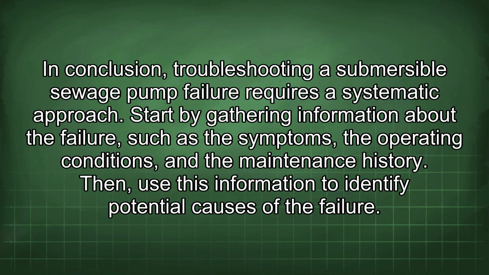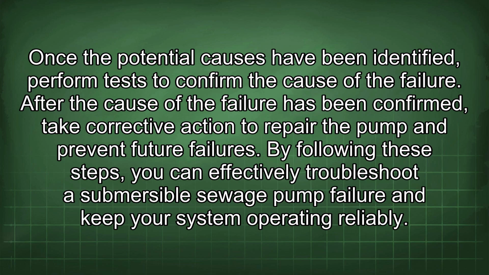In conclusion, troubleshooting a submersible sewage pump failure requires a systematic approach. Start by gathering information about the failure, such as the symptoms, the operating conditions, and the maintenance history. Then, use this information to identify potential causes of the failure. Once the potential causes have been identified, perform tests to confirm the cause of the failure. After the cause of the failure has been confirmed, take corrective action to repair the pump and prevent future failures. By following these steps, you can effectively troubleshoot a submersible sewage pump failure and keep your system operating reliably.